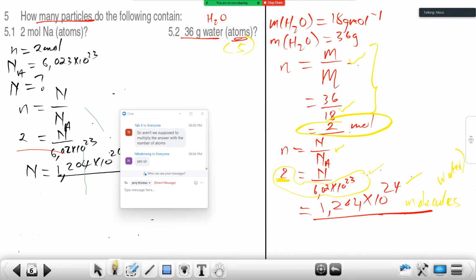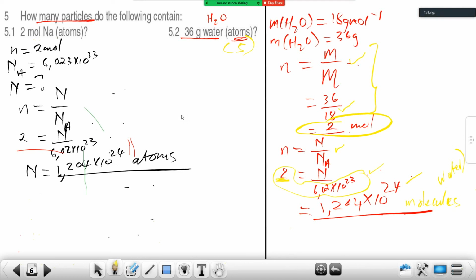Tab 8, I think I addressed your issue. Then it means you are so right by saying this will be the molecules, not atoms. So definitely for us to get to the final answer, we must multiply the number of molecules with the number of atoms we have in the molecule. So that will be three atoms. So thank you very much, Ntabiseng, Tab 8 as well as Muso for the inputs. Thank you very much, guys. Let's move on then.